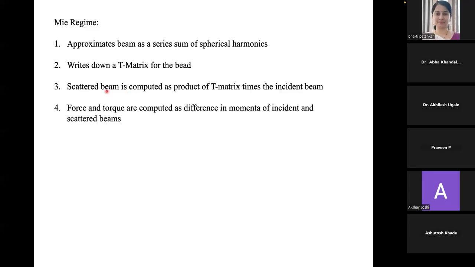Once you know the scattered beam, having written down the input beam in step one and computed the scattered beam here, you simply write the force as the difference in the two momenta, that of the incident and the scattered beams. That multiplied with the size of the bead is going to give you the torque. So that's essentially how you go about determining force and torque.